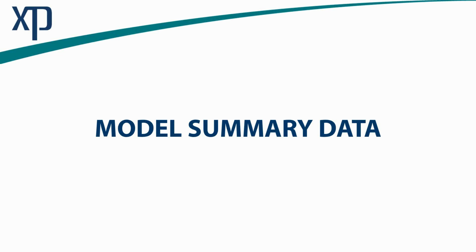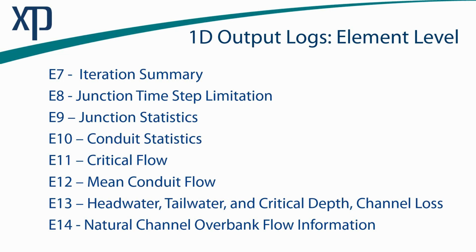So once we're through with the construction process and we've run the model, there's a lot of good information that comes from the model as summary data. In the 1D output logs, there is element level information in the sections that you see here, and this is information that's available for these elements at each time step. So if we want to dial into one part of the 1D model and see what's happening at any time step, the 1D output logs, the tabular format is a great way to go look at that.